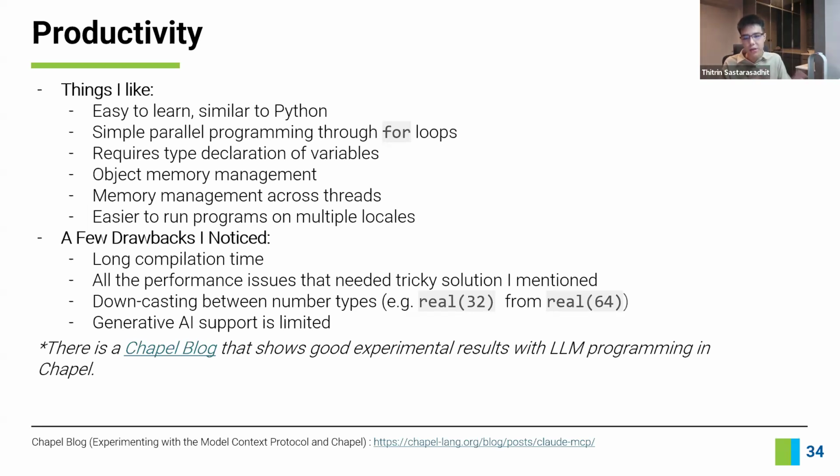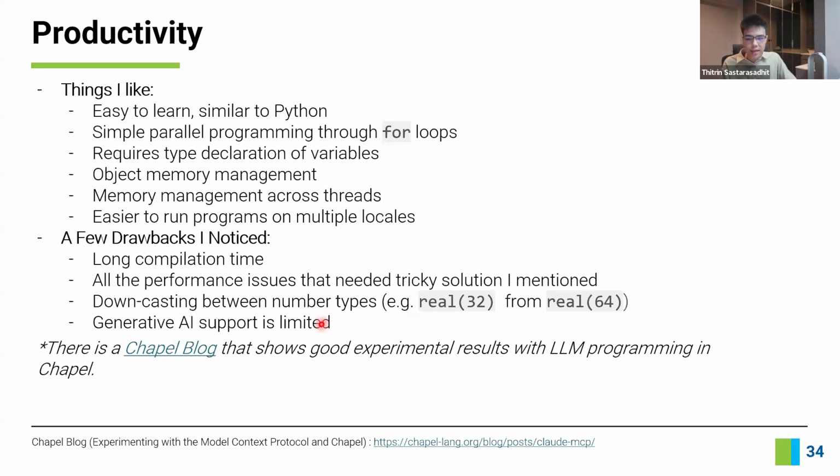However, some drawbacks I noticed: the compilation time is quite long, especially when you do multi-locals. Another drawback is all the performance issues that I mentioned in these slides. Another thing is downcasting between number types, like from real 64 to real 32. However, this is just a personal thought; I just like it when it's done automatically.